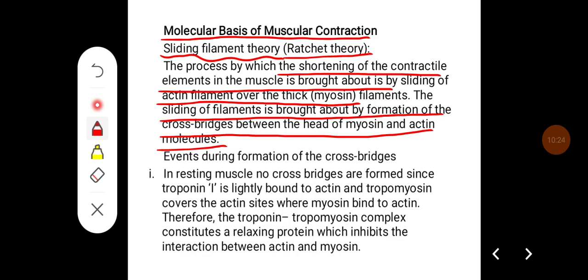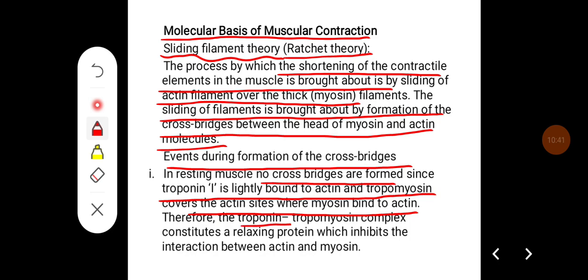Events which occur during the formation of the cross bridges. In resting muscle, no cross bridges are formed since troponin I is tightly bound to actin and tropomyosin covers the actin sites where myosin binds to actin. Therefore, the troponin tropomyosin complex constitutes a relaxing protein which inhibits the interaction between actin and myosin.